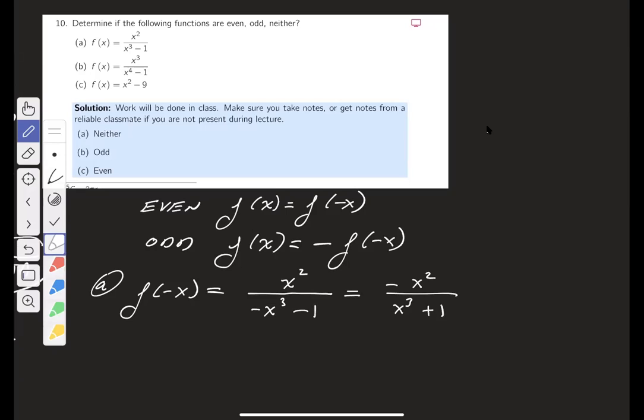Now the question is this. Is this the same thing as f of x? Well, I'm looking at it, and the answer is no. So I'm going to write that down. So f of x is not the same thing as f of minus x. So I'm going to say it's not even.